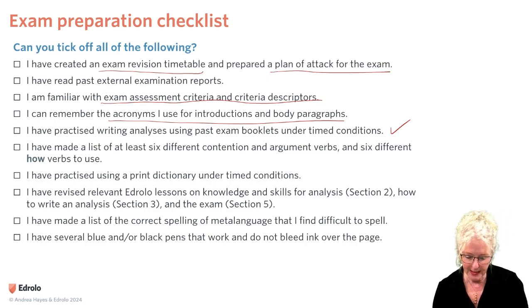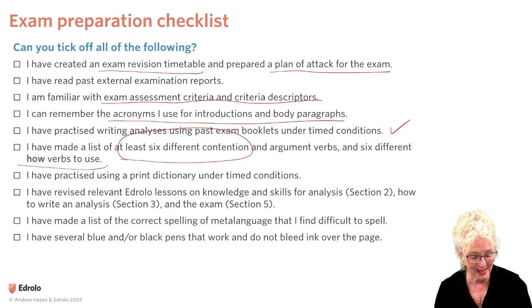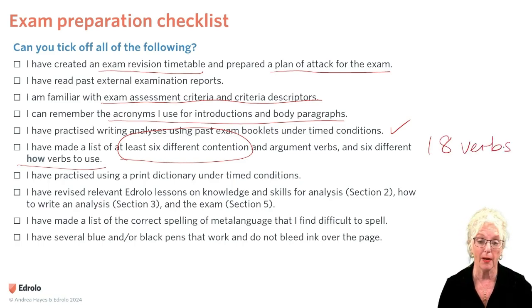Have you made at least 6 different contention and 6 different argument verbs? Have you got a list with those? And have you got 6 different how verbs? So that's 18 verbs. I would also add some audience impact verbs. And then you can have other lists with adjectives and adverbs that you'll use.